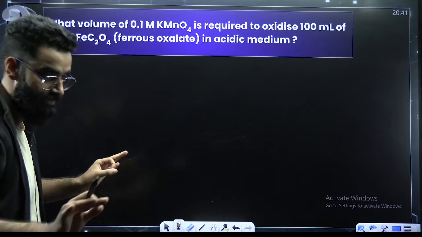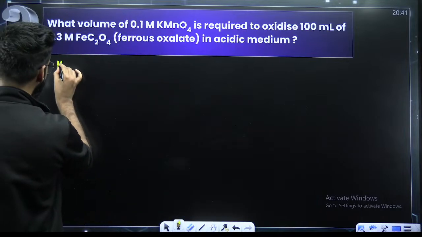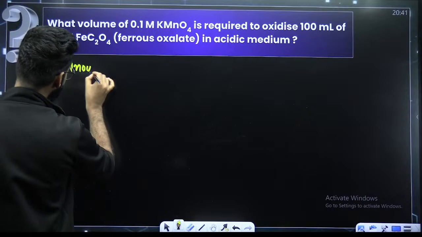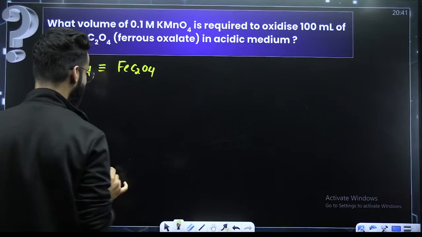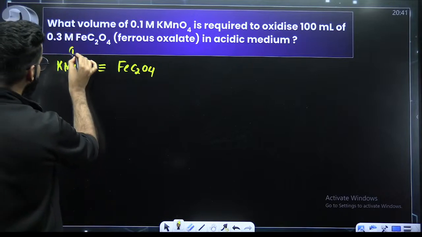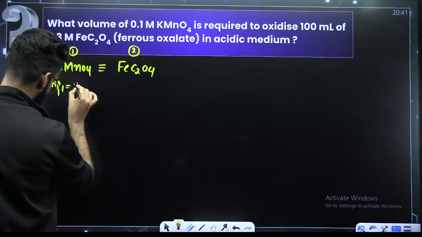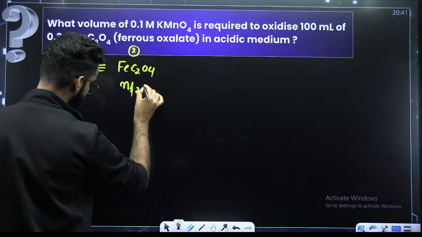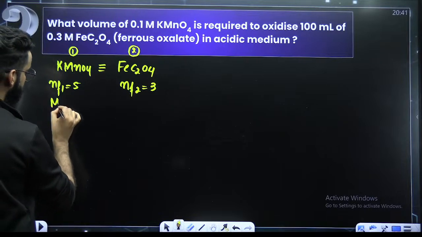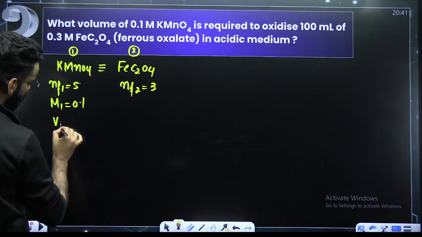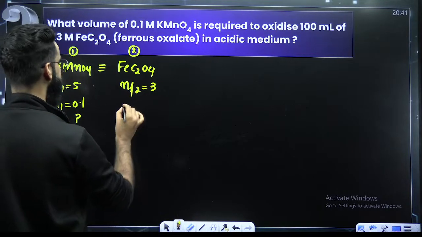Can you solve this? See guys, as far as this particular question is concerned, you are treating this KMnO4 with FeC2O4. You are making these two react in acidic medium. Let me call this number 1 and this number 2. First of all, do you remember their n factors? Yes, its n factor is 5 and its n factor is 3. The question says what volume of 0.1 molar KMnO4 is required to oxidize 100 ml of 0.3 molar?